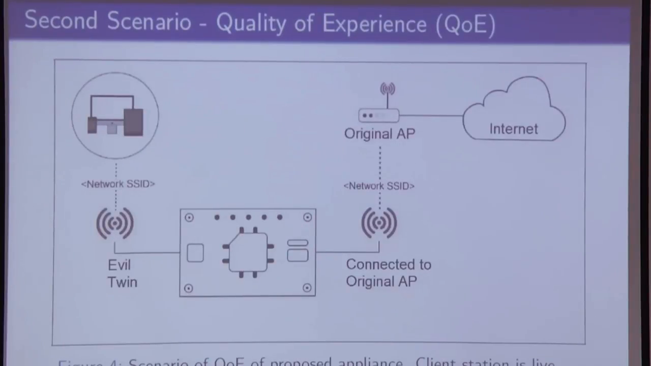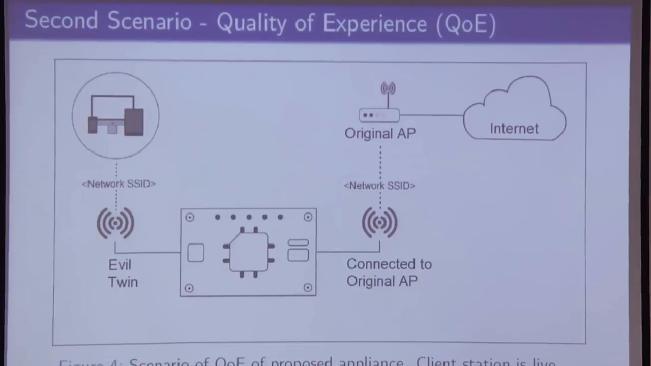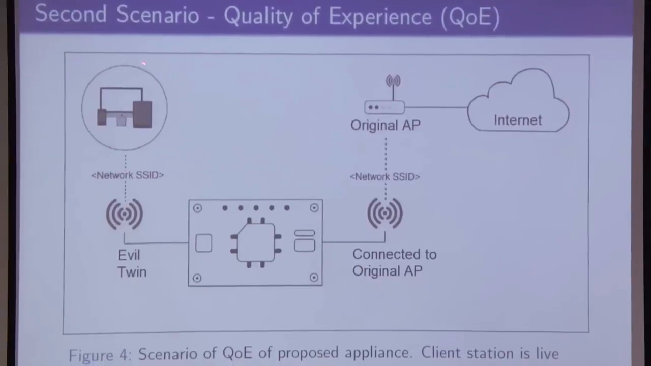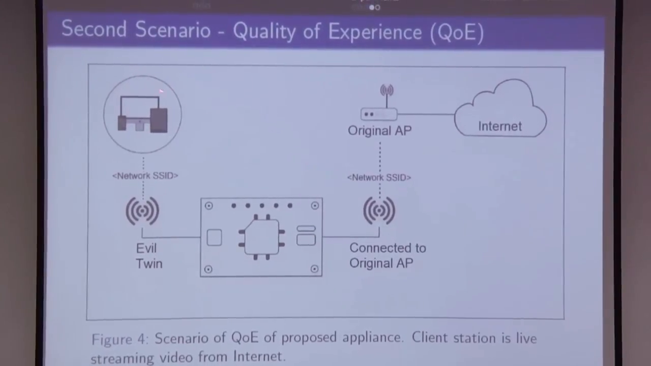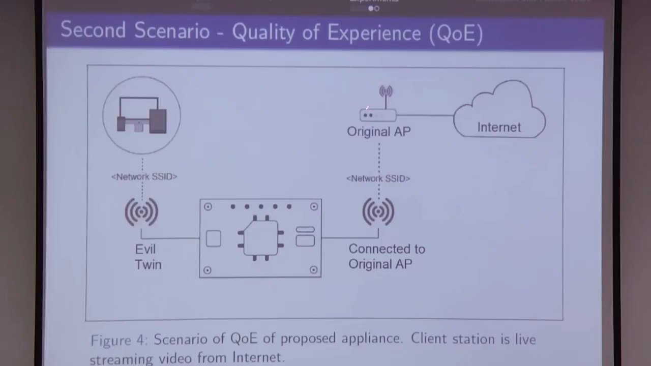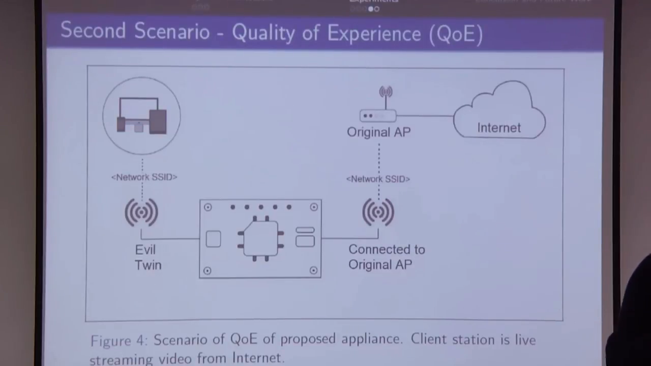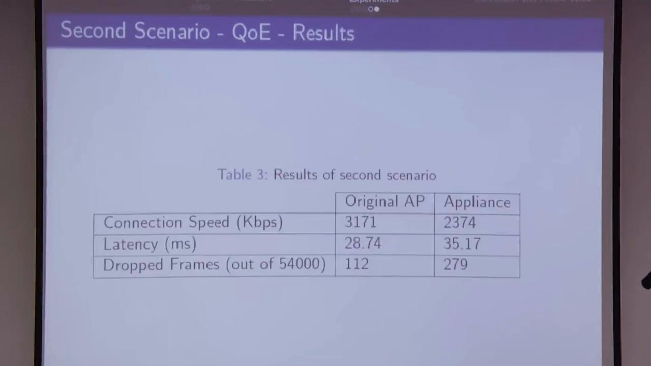Then we did a second scenario, now more focused on only one workstation, which would be like a person using the internet in a normal way. So we had this workstation. First, it was streaming a video from the internet connected by this access point. And then in the second test, we had the workstation streaming the same video but connected to our device. And we wanted to measure the quality of experience a user would have, whether he would notice that the internet connection was affected by our device or not.